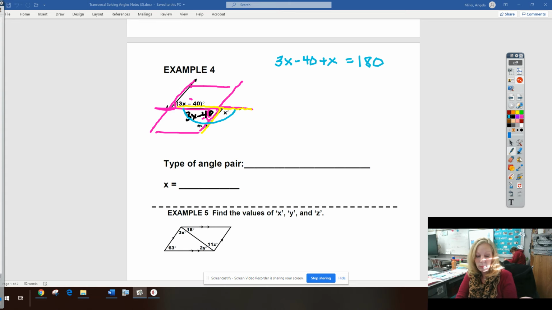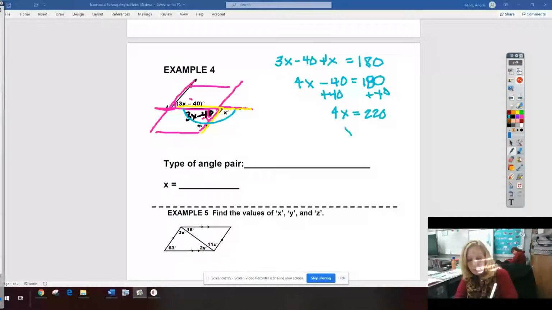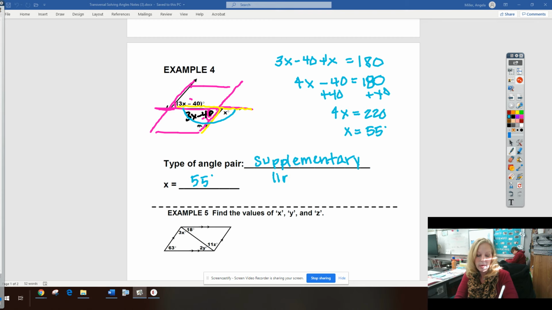And then we just start combining things. So 3x plus 1x is 4x minus 40, 180. Plus 40, plus 40. I have 4x equals 220. Divide by 4, and my x is going to equal 55. All right, that was easy. So what kind of angle pair were these? These were a supplementary pair. You could also say it was a linear pair.